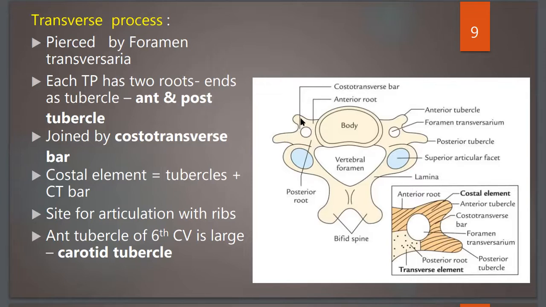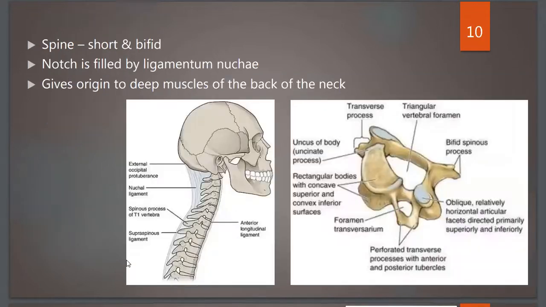The anterior tubercle of the sixth cervical vertebra is large and is given a special name, the carotid tubercle. This is the anterior tubercle, same thing. This is the posterior tubercle. This is the costotransverse bar. In the sixth cervical vertebra this will be a little larger and it is called the carotid tubercle because it is related to the carotid vessels.